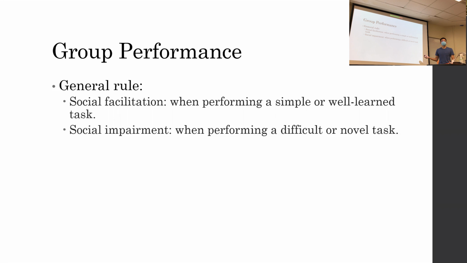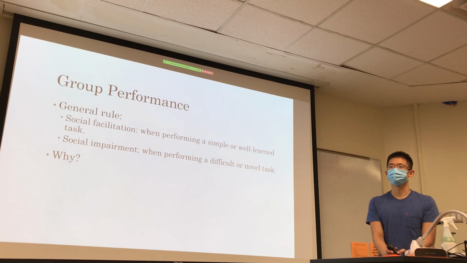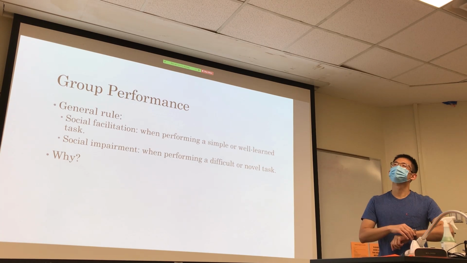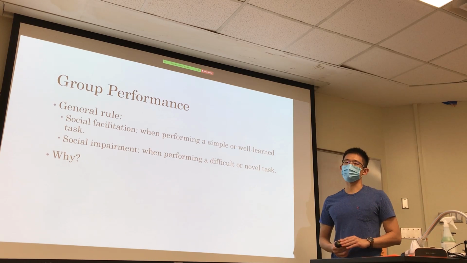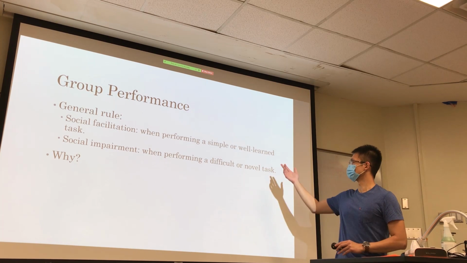Kind of easy to understand, right? But why is that? Why do we perform better on easier tasks when other people are around, but poorly on harder tasks when other people are around? I think people get afraid of messing up, and so they're more likely to mess up just because you're nervous and you start to overthink everything if you're performing a new or difficult task. Why wouldn't people be afraid of messing up if it's a simple task?